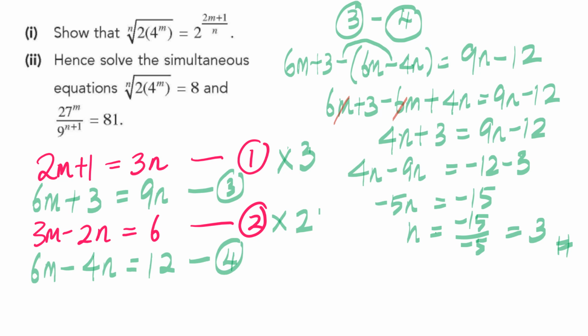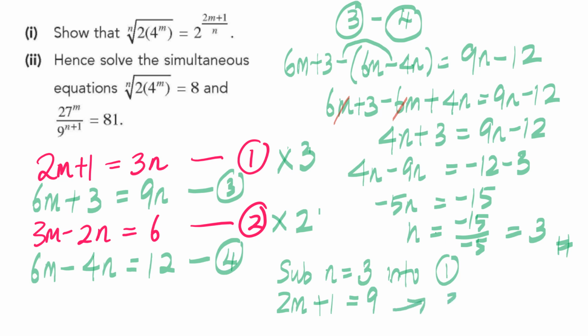We still have to find the value of m. So what do we do? We substitute n = 3 into equation 1. So 2m + 1 = 3 times 3. That gives us 9. 2m = 9 - 1 = 8. m will be 8 divided by 2, 4. Alright, happiness. So we found the answers for n and m: n = 3 and m = 4. Great.